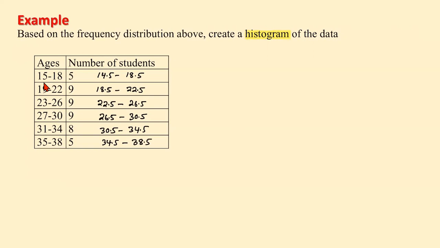Whatever we have here just now, these are the modified continuous classes, because while making the histogram, we need continuous data. Here we have the frequency; number of students is the frequency. So in order to create the histogram, along the x-axis we'll include these classes, and along the y-axis we'll have the frequency. So let's try to draw the horizontal line first.